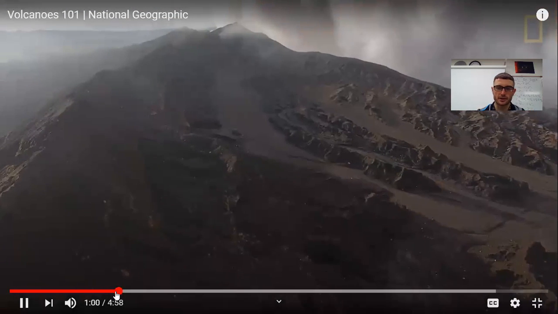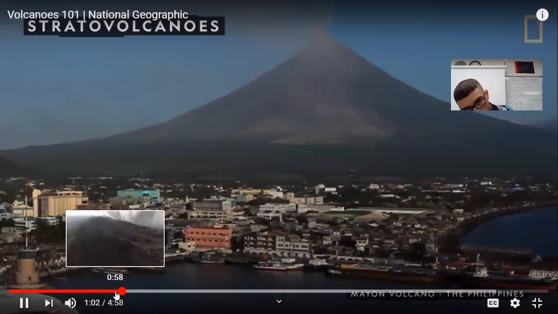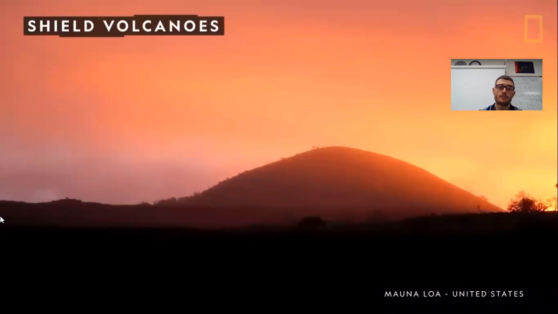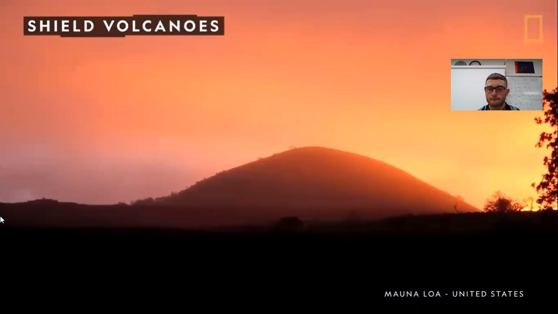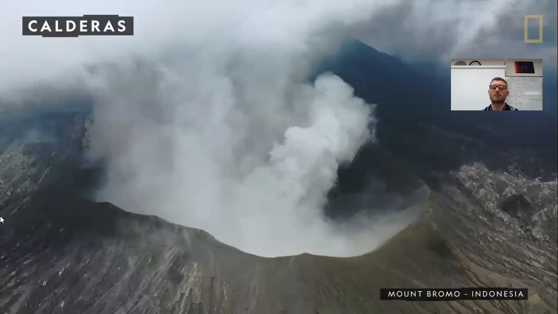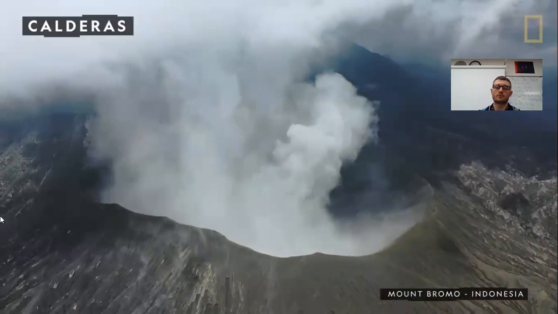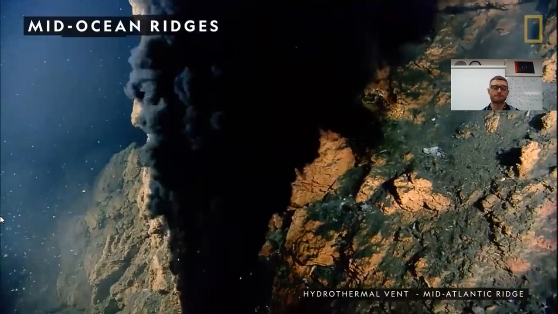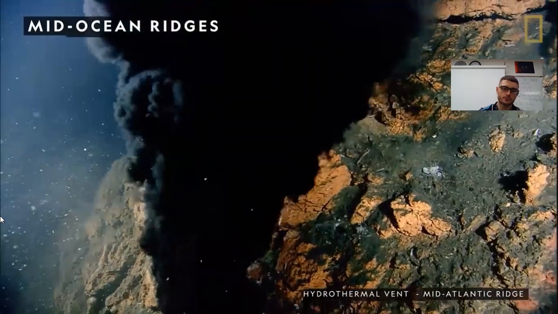Major types include stratovolcanoes, which often appear as tall, steep mountains. Shield volcanoes, which are flatter and dome-shaped. Calderas, which are large depressions in the ground. And mid-ocean ridges, which are underwater chains of volcanic mountains.